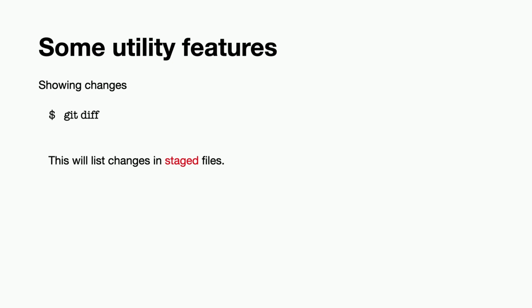Showing changes with the git diff command, this will list changes in the staged files. So all the edits you made in your files, line by line, will be highlighted in the output of this command. And we can also use the git log command. This will list changes in the repository, or some sort of history list of the commits that happened in the repository.